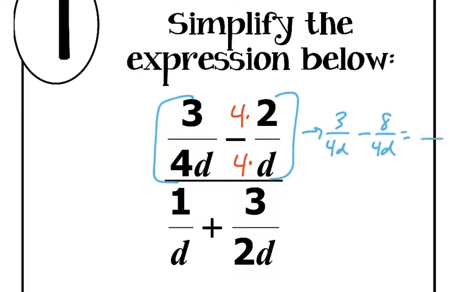So now we've got our common denominator, sweet. And our top is 3 minus 8, which is just negative 5. Okay, that one's good to go.